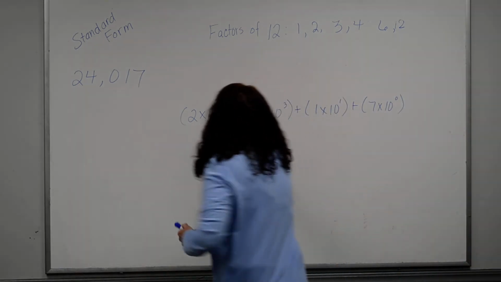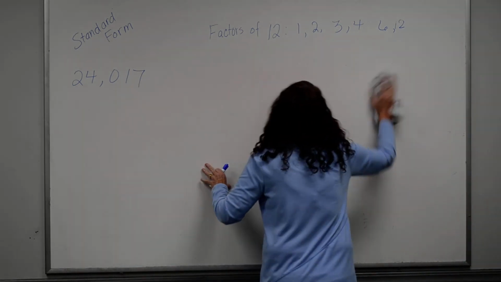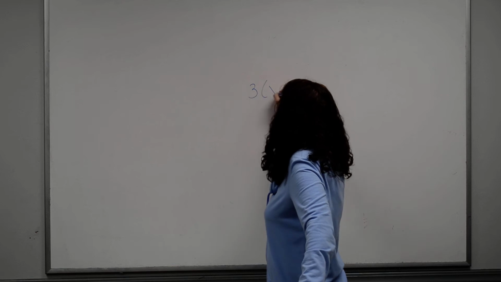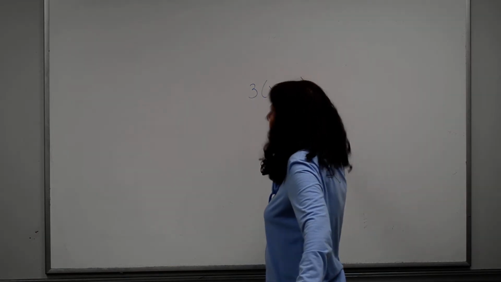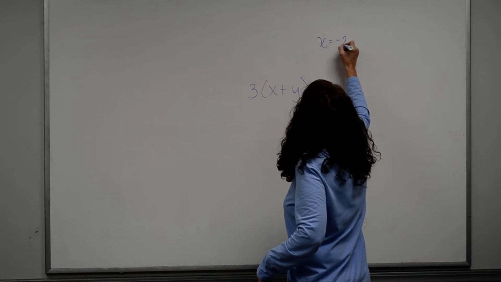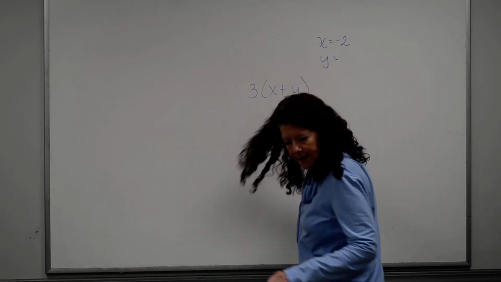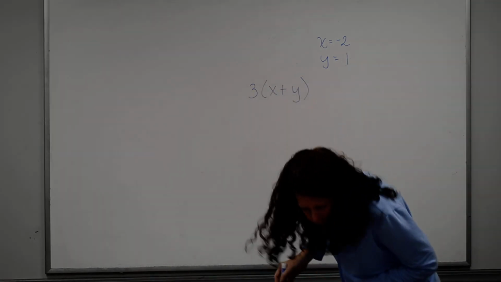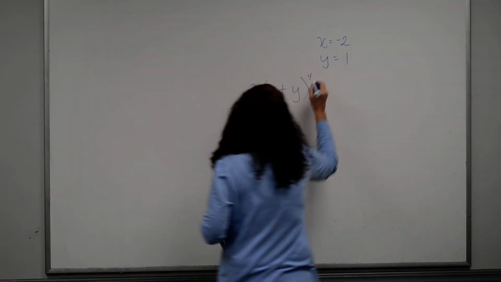All right, then in this section, you had some ones that you had to plug in for the variable. Okay, and it said evaluate. So let's say you have something like this. 3 times x plus y, and you know x is equal to negative 2, y is equal to positive 1, and I do have something on this. See if you can give me an answer.